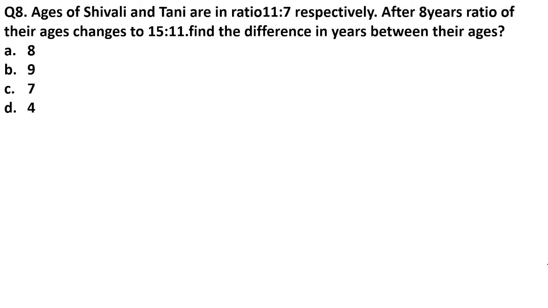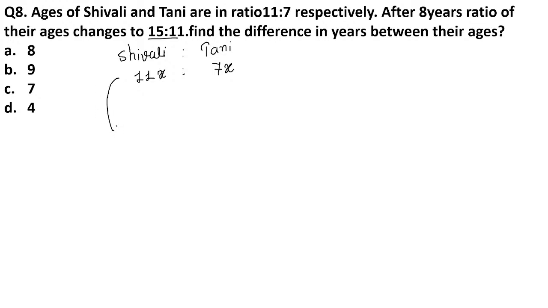Ages of Shivali and Tani are in the ratio 11:7. Students, look here. Shivali's age and Tani's age ratio is given to us, that is 11 and Tani's 7, correct? So can I consider Shivali's age to be 11 parts, that is 11x, and Tani's age to be 7x, that is 7 parts? Yes. So here what happened, students? After 8 years, their ages changed to 15:11.